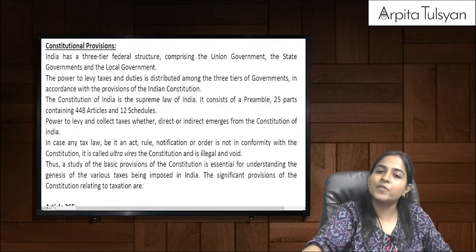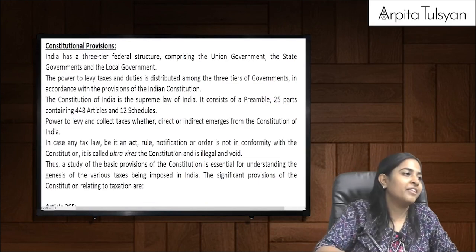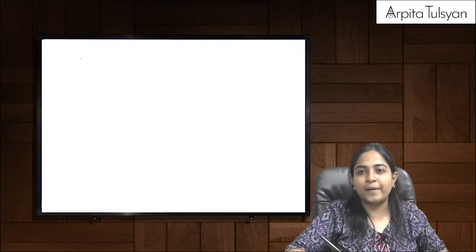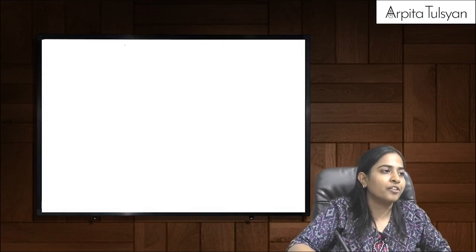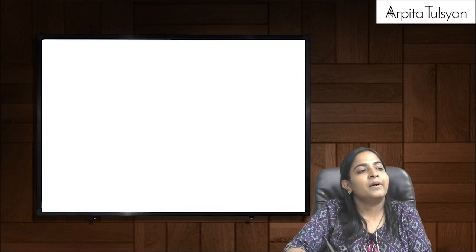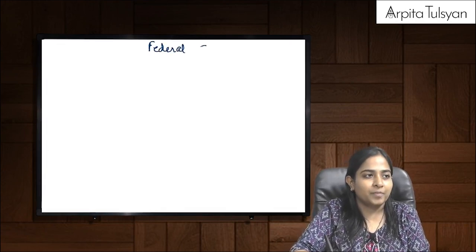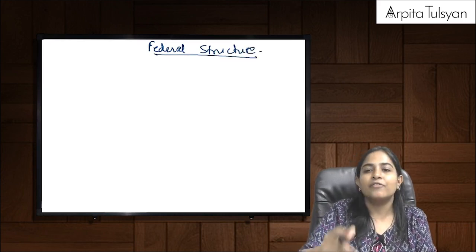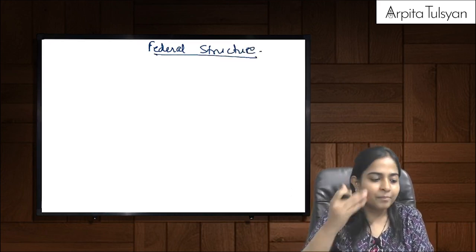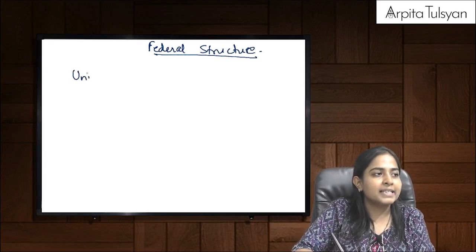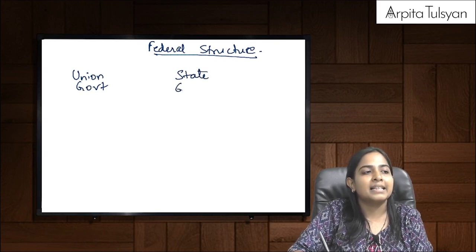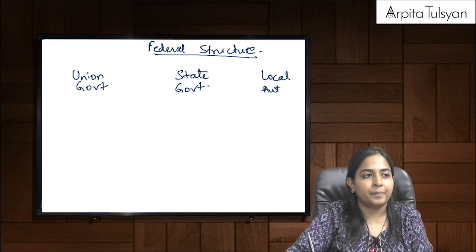Okay, let's proceed to the last part of the chapter, everyone. Constitutional provisions, very, very basic things. I'll just give you an overview of it. Now, in India, when we talk about our federal structure, you must have studied this in civics in school. In India, we have a three-level federal structure. First is our union government, that is our central government. Second level is our state government. And third level is our local authority.